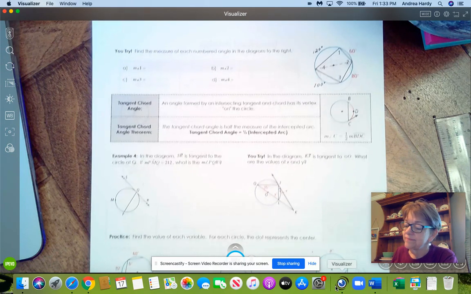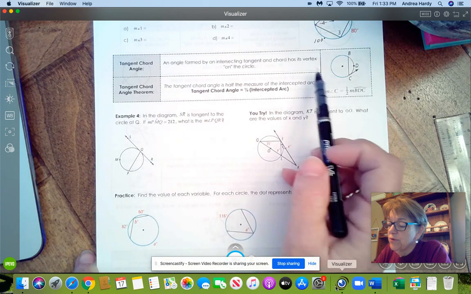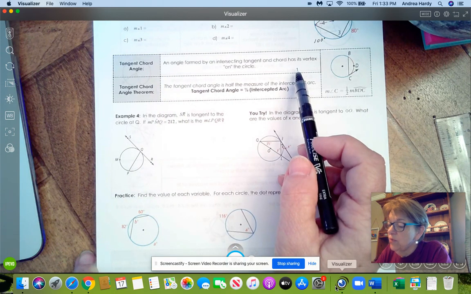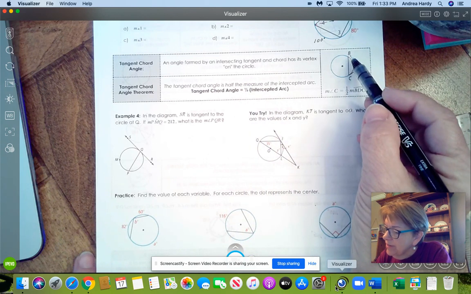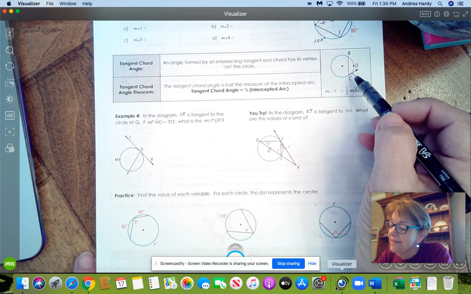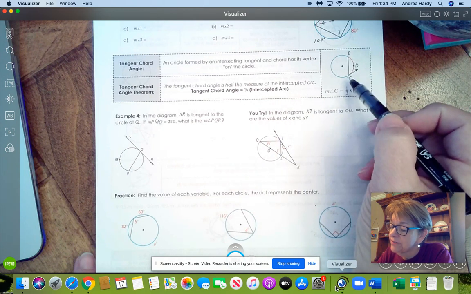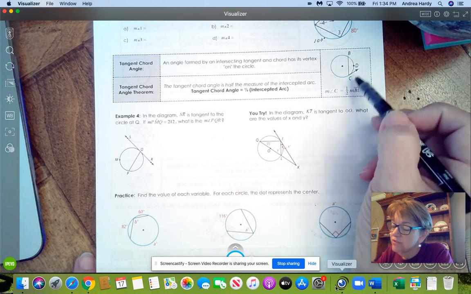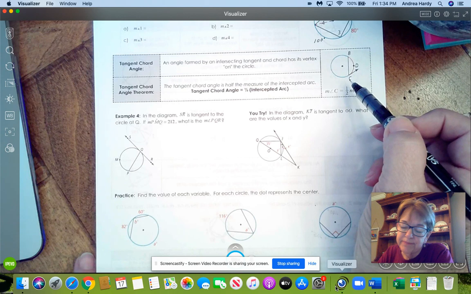All right. The tangent chord angle says that an angle formed by an intersecting tangent and a chord has its vertex on the circle. So if we have a chord and a tangent, one that's tangent to the circle, then the vertex is going to be on the circle. And the theorem says that the measure of angle C is going to be 1/2 of this arc, which truly goes back to the same thing we've been doing.